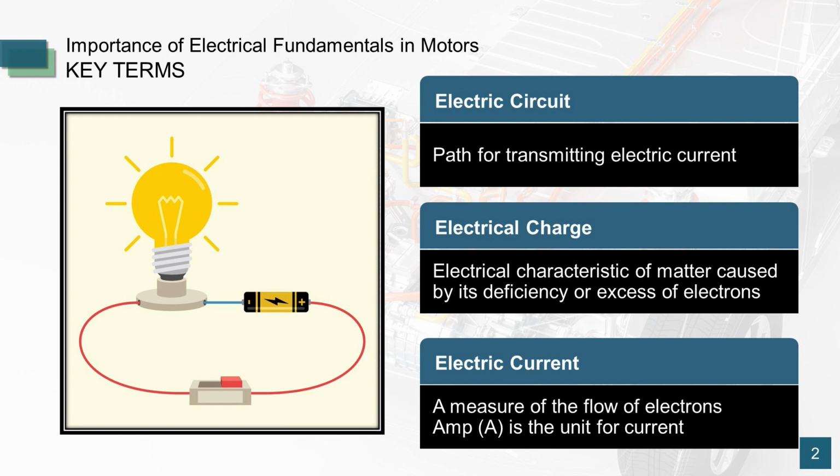Electric current. Electric current is the rate of the flow of charge. The current in a conductor is measured by the amount of charge, number of electrons, that flows past a certain point in a unit of time. An ampere, or amp, is the unit for current. This is symbolized by the letter A.